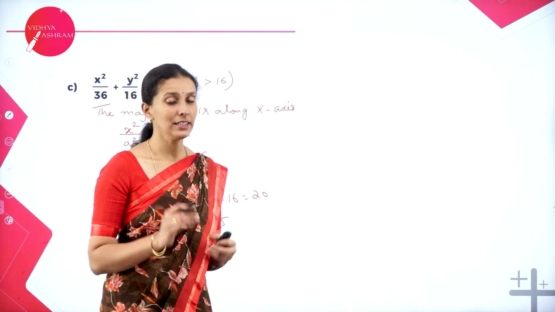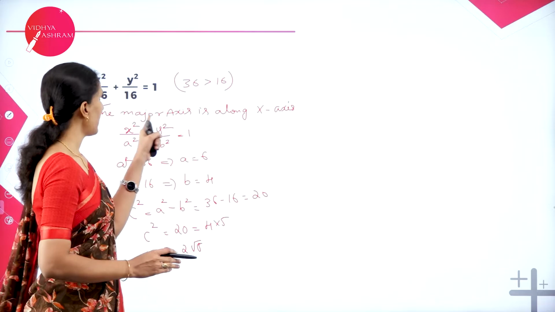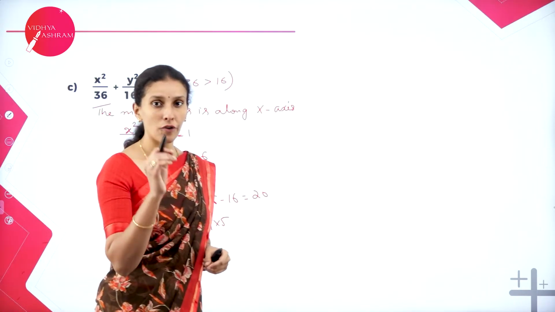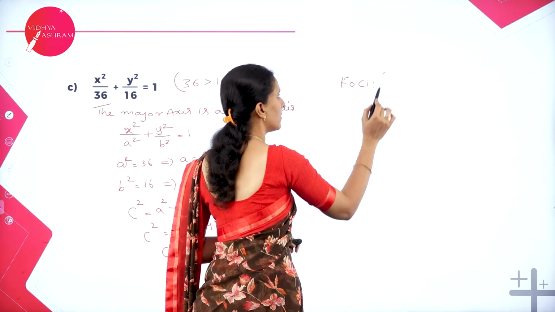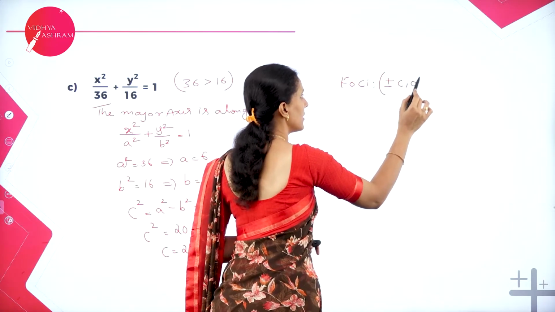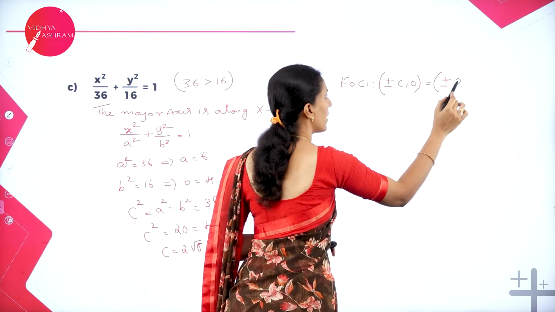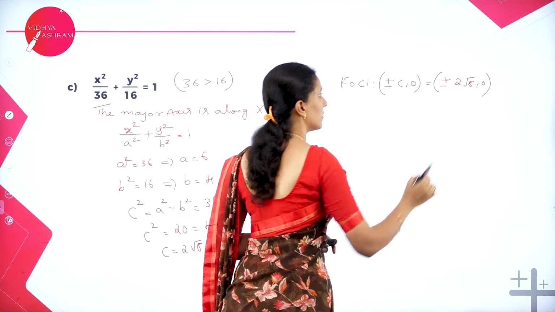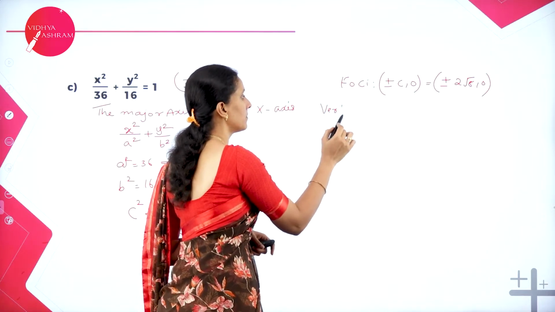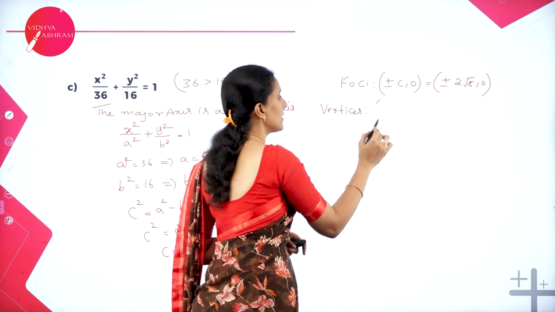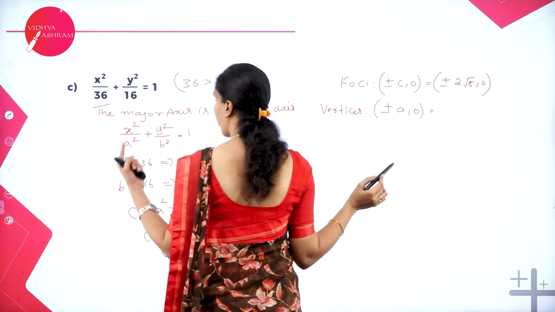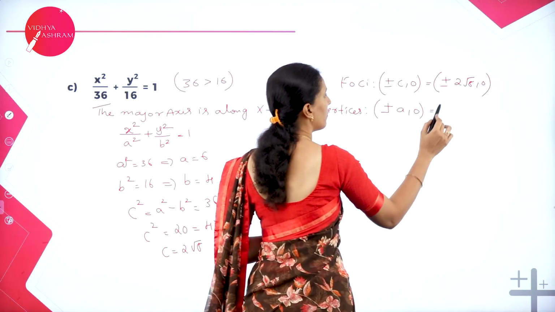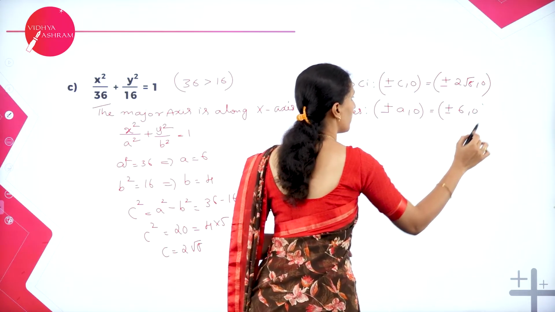Now let us write the characteristics. Since major axis is along x-axis, the foci and vertices lie along x-axis. So therefore, foci becomes plus or minus c comma 0, which is equal to plus or minus 2 root 5 comma 0. Next we have vertices. Vertices is plus or minus a comma 0, which is equal to the value of a we have as 6. So therefore, it is plus or minus 6 comma 0.